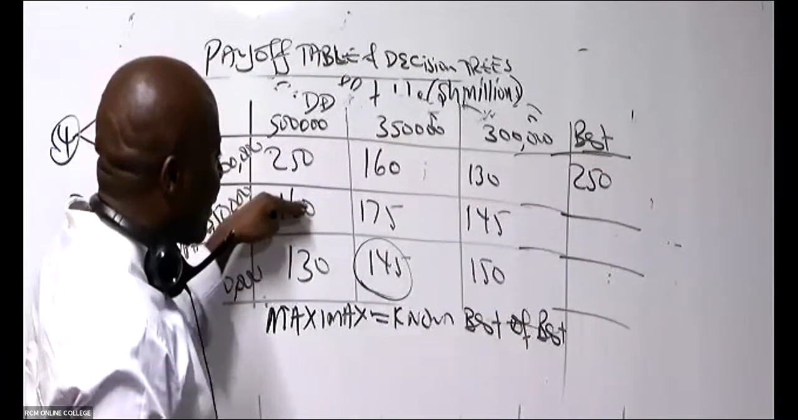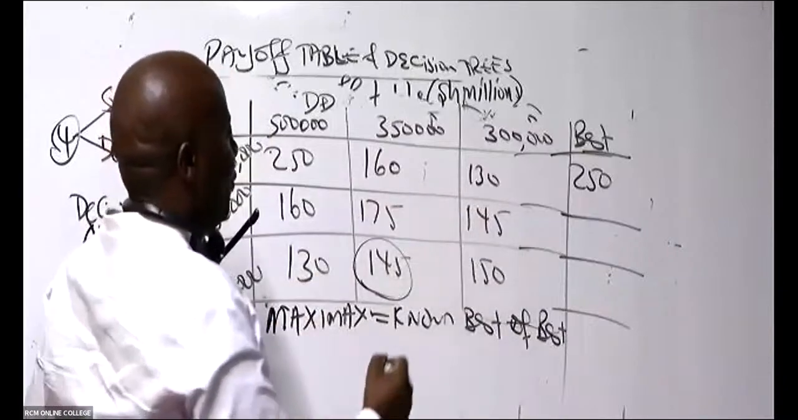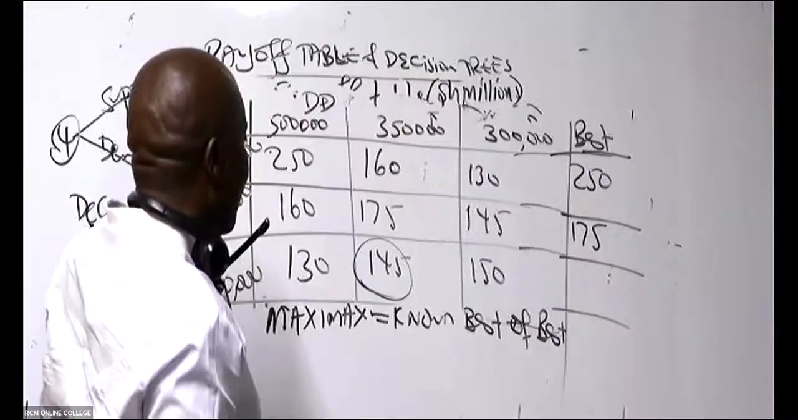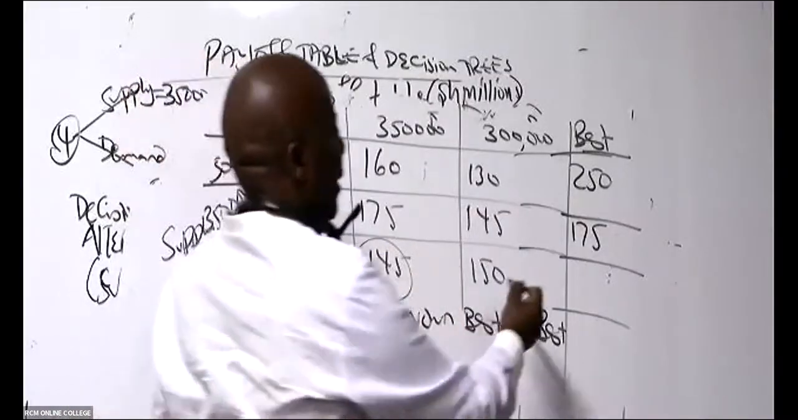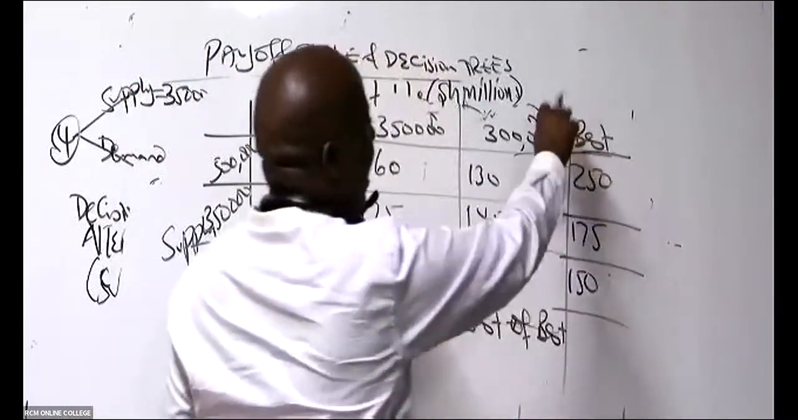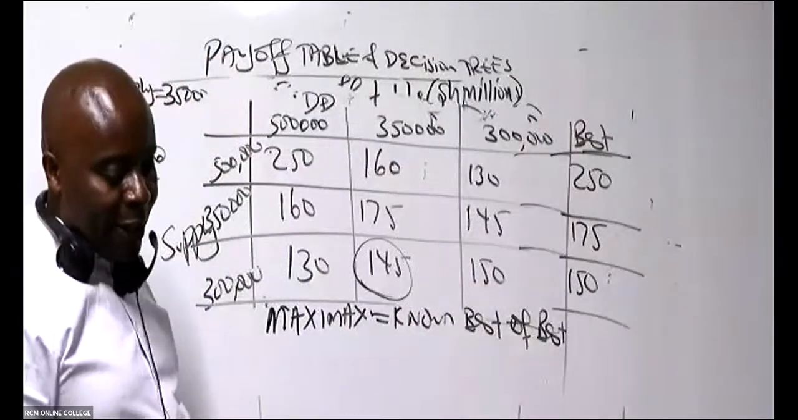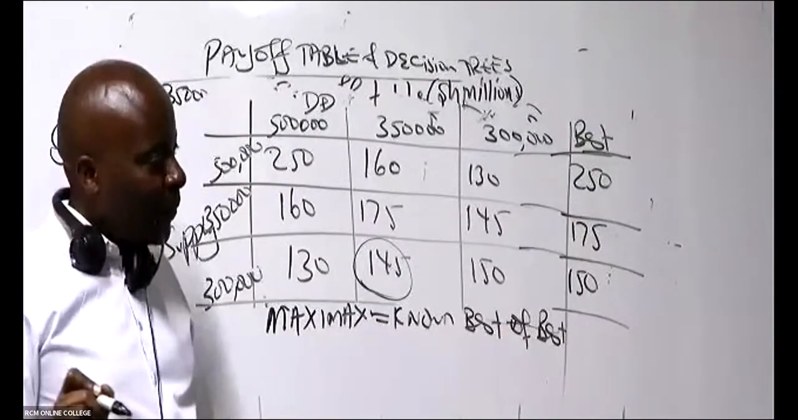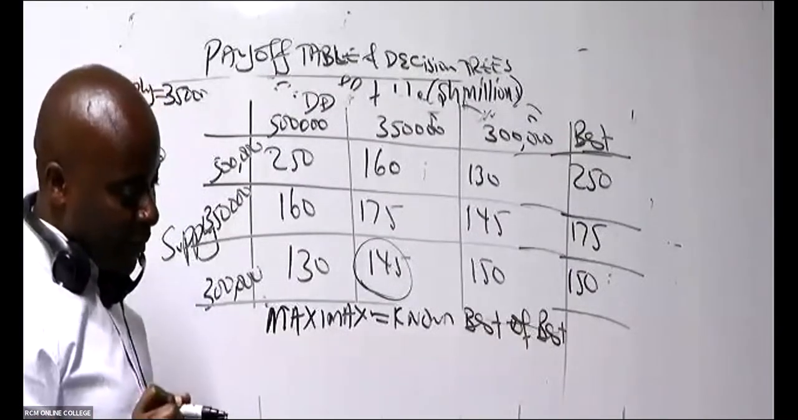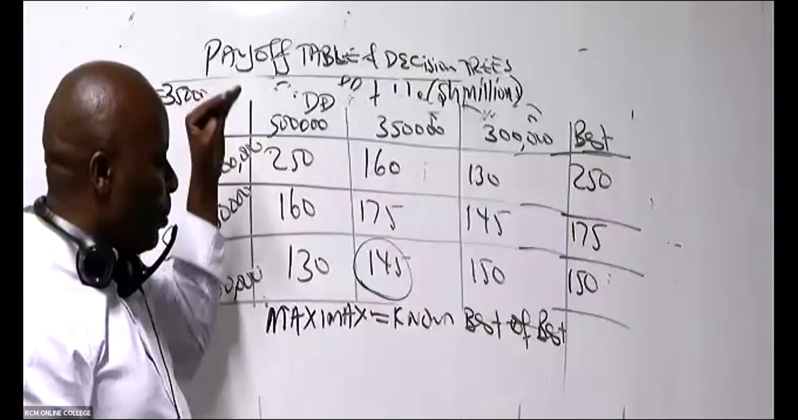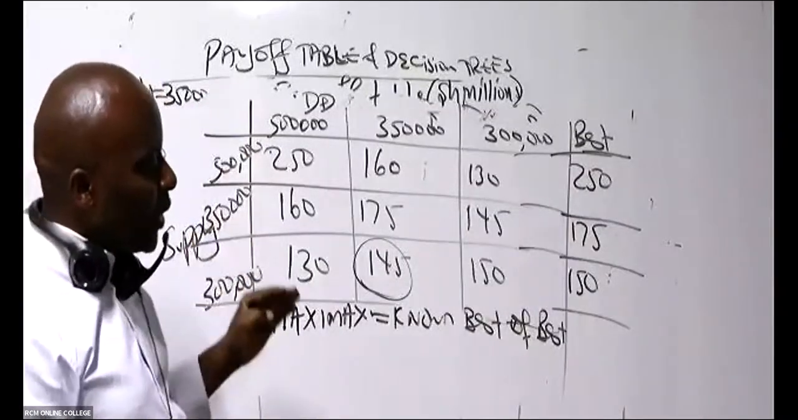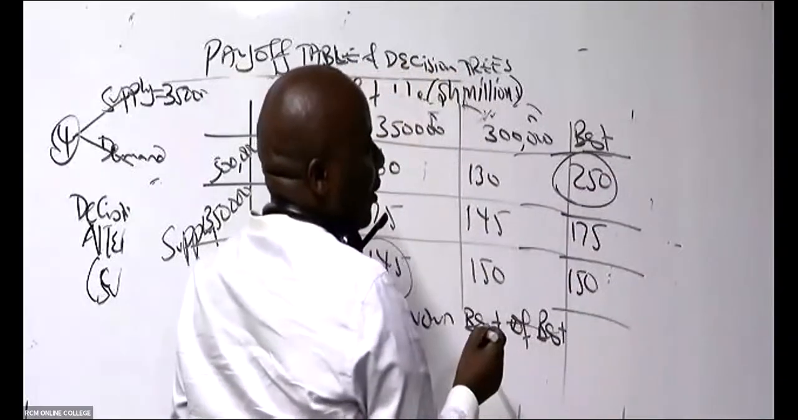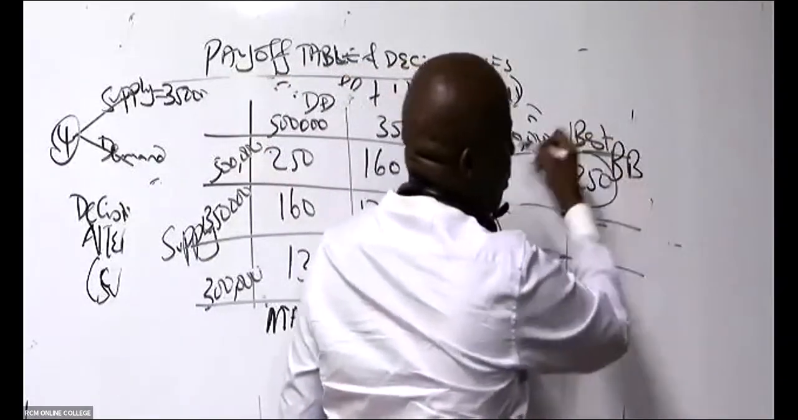The very highest here is 175. Then the very highest here is 150. And then amongst the best, you pick the very best. So which one is the best of the best? 250, isn't it? Yeah, because maxi is best of the best. So 250 is the highest here. So this is what we call BB, best of best.